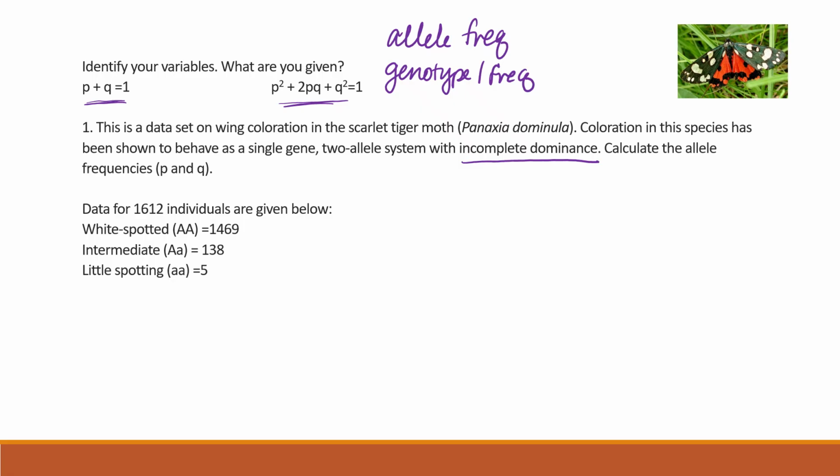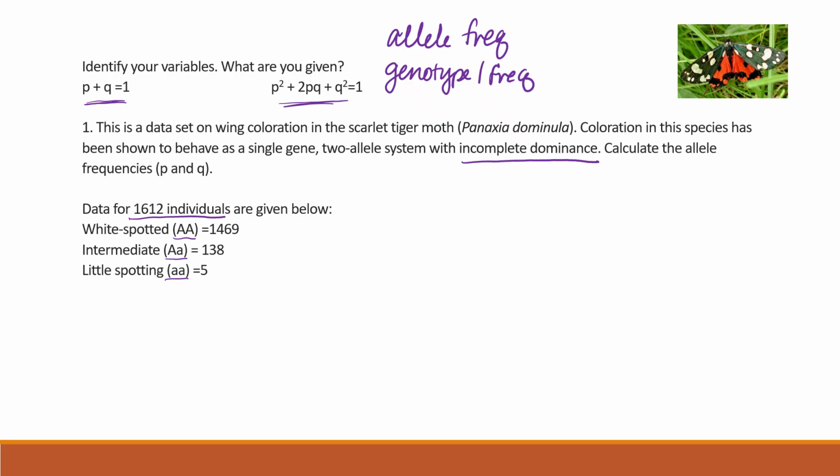But it is helpful because the information that we're given gives us a total number of individuals. And it also gives us the total number of each genotype. So the total number in the population that are homozygous for the white spotted allele, heterozygous, and homozygous for the little spotting allele.